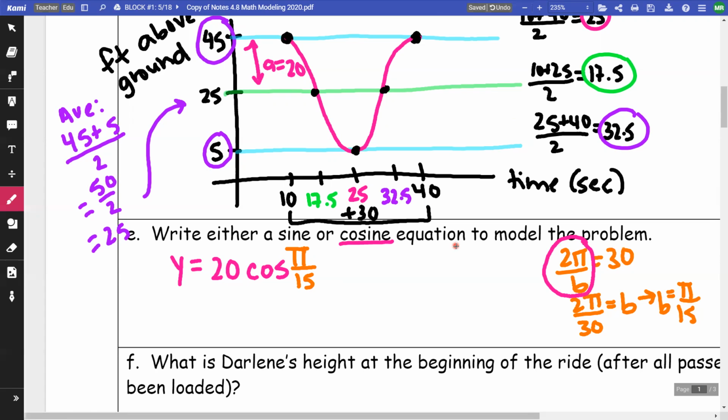Okay, and then I'm going to start at this point here, which is 10 comma 45. So this is going to be an x minus 10, and then my vertical shift is 25, so plus 25. That's my equation.